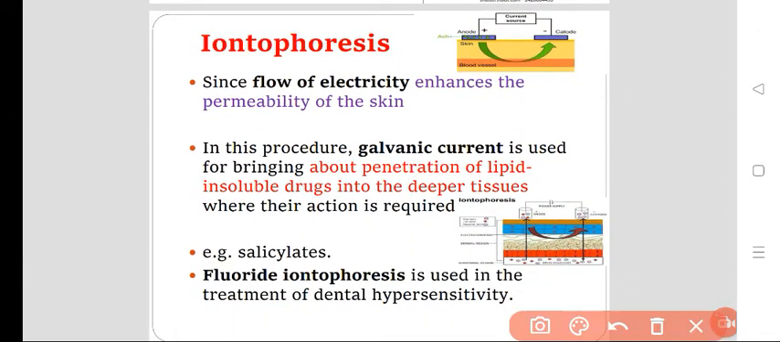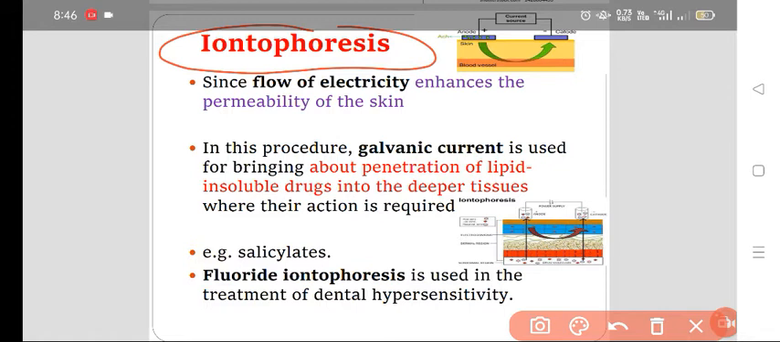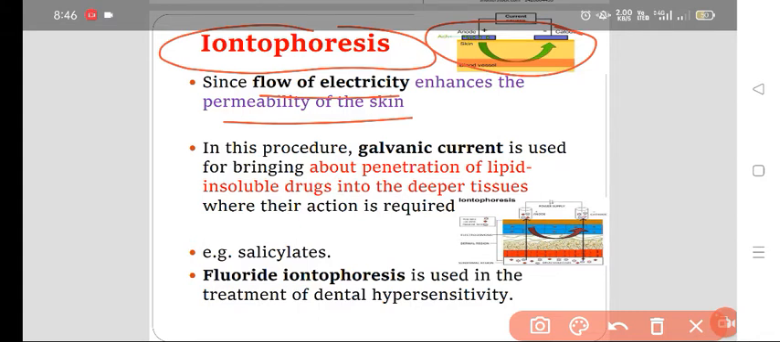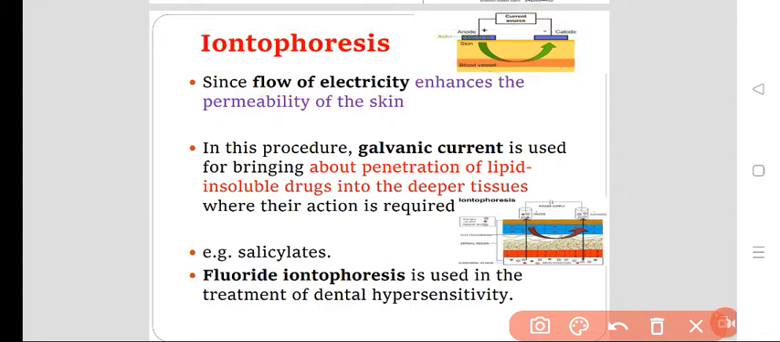Now there is a different term called iontophoresis. What is meant by iontophoresis? As you can see here, a flow of electricity enhances the permeability of the skin. Flow of electricity, that means positive, negative, anode, cathode. There is a current source, the skin, then a blood vessel, as you can see in this diagram. So basically in iontophoresis, there is a flow of electricity that will enhance the permeability of the skin. In this procedure, galvanic current is used for bringing about the penetration of lipid insoluble drugs into the deeper tissues where their action is required.